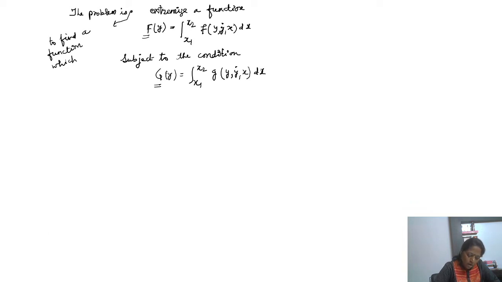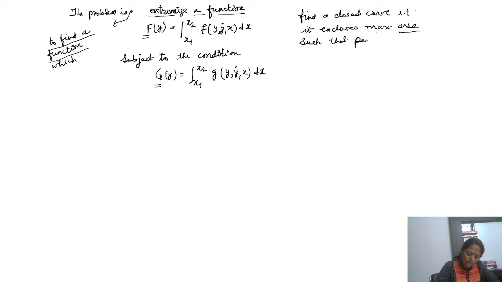So if you again look at your isoperimetric problem, it is saying find a closed curve. This is a find a function. What is this function? This function is a curve. So find a closed curve such that it encloses maximum area. So what is your extremum function here? It is the area function, such that perimeter is fixed. Yeah, given.